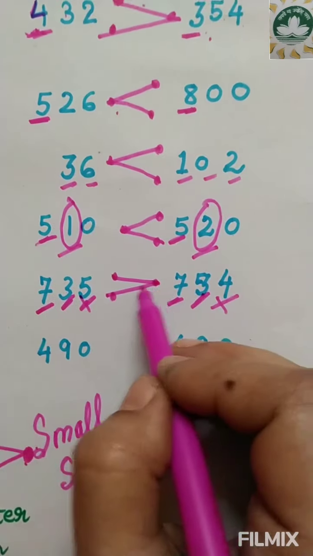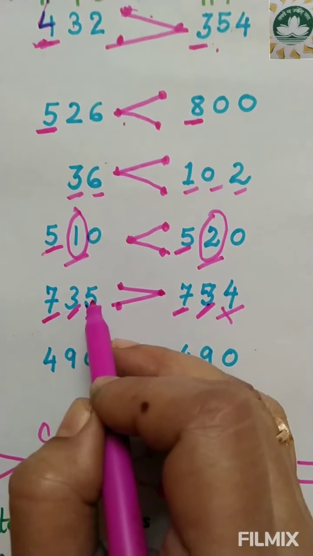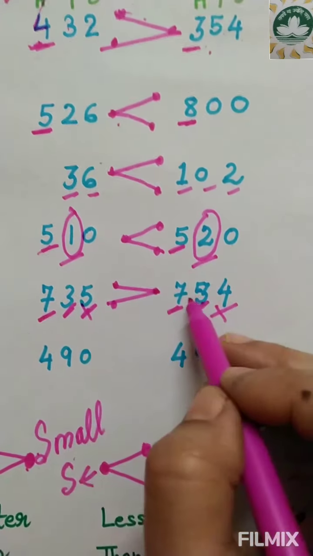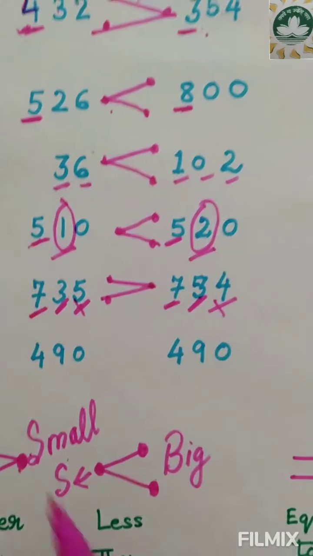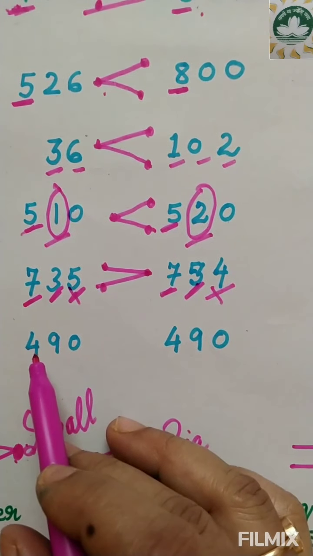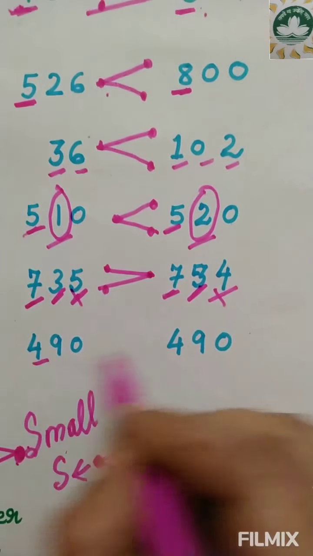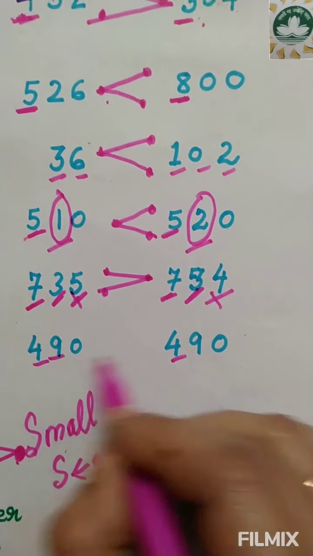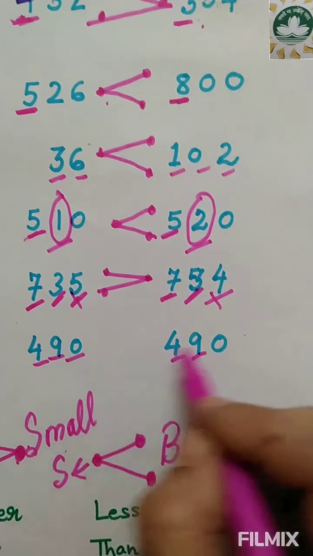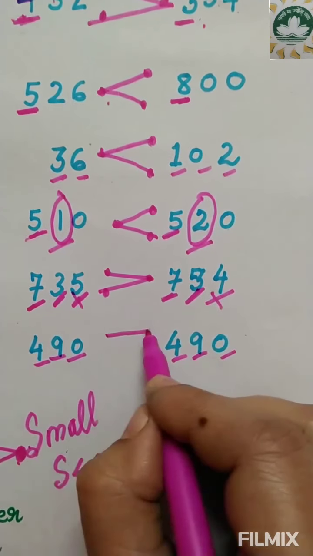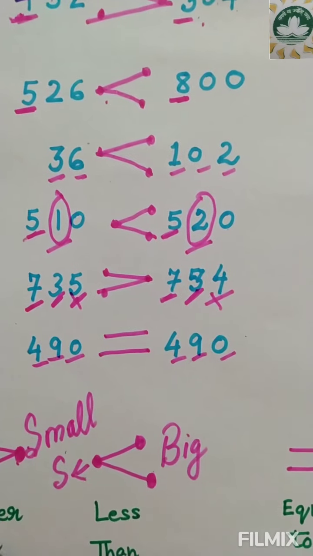Therefore, this sign shows that 735 is greater than 734. Coming to the last number, 490, and here also we have 490. So 4 is same as 4, 9 is same as 9, and 0 is same as 0. So we will put the equal to sign.